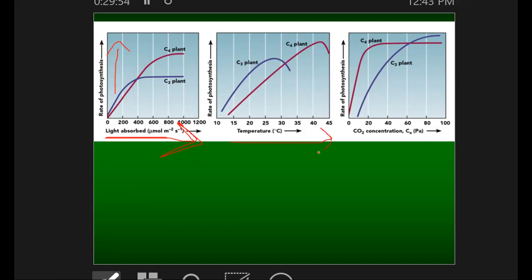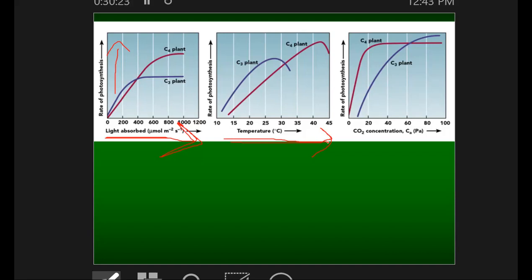Temperature: think about climate change, where some areas of the world are going to get consistently warmer. You can see again, C3 plants are a little bit more sensitive. They start to tank around 30 degrees Celsius. C4 plants are like, yeah, I'm used to this. This is how I evolved. I'm used to hot temperatures. I can keep going. My rates of photosynthesis are still good, all the way to over 40 degrees. So they've got an edge there.